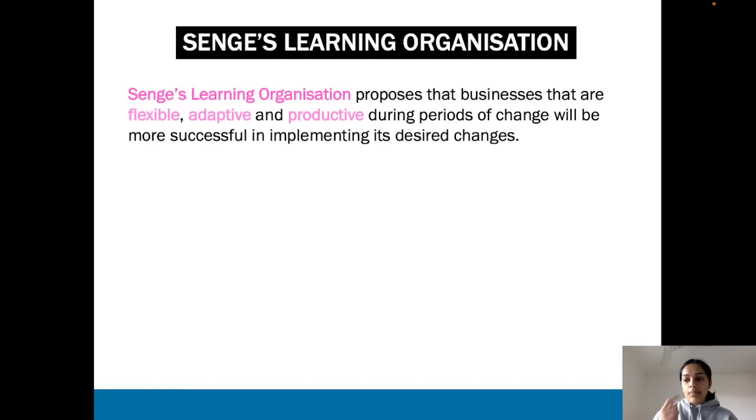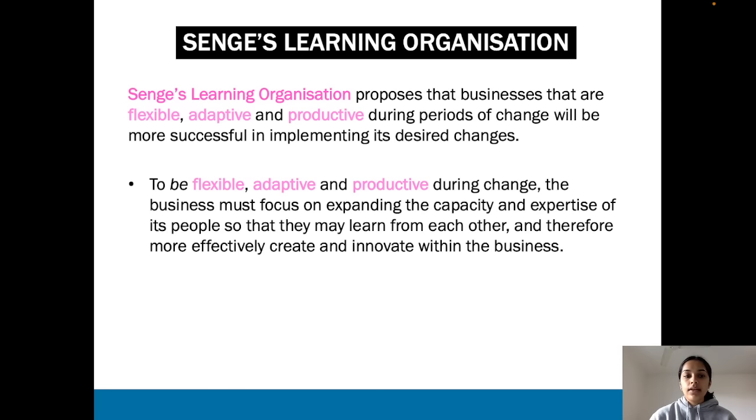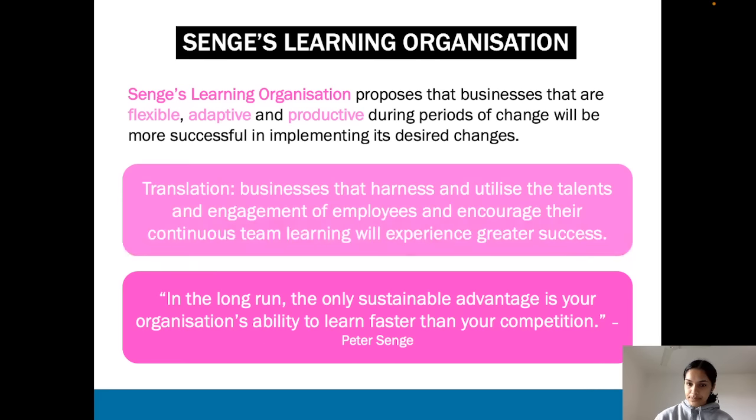Cool. All right. Let's whiz through Senge's learning organization. So Senge's learning organization proposes that businesses are flexible, adaptive, and productive during periods of change, and these businesses will be more successful in implementing desired changes. So again, it's linking to the same thing: how can a business ensure the successful implementation of change. And so Senge proposes that in order to be flexible, adaptive, and productive, the business really needs to look at expanding the capacity and expertise of people so that they can learn from each other, linking to the idea of building a learning organization, so that they can effectively create and innovate within the business.